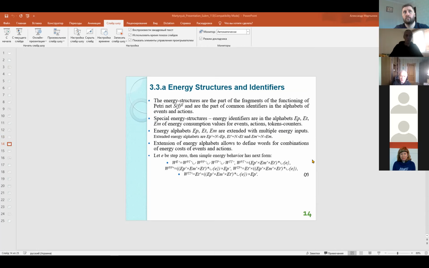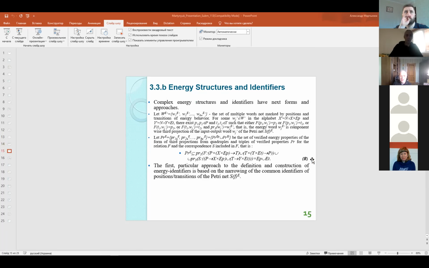Special energy structures, energy identifiers, are in alphabet of energy consumption values for events, actions, tokens, counters. Energy alphabets are extended with multiple energy inputs. Expansion of energy alphabet allows to define words for combinations of energy costs of events and actions. Complex energy structures and identifiers have next forms and approaches.